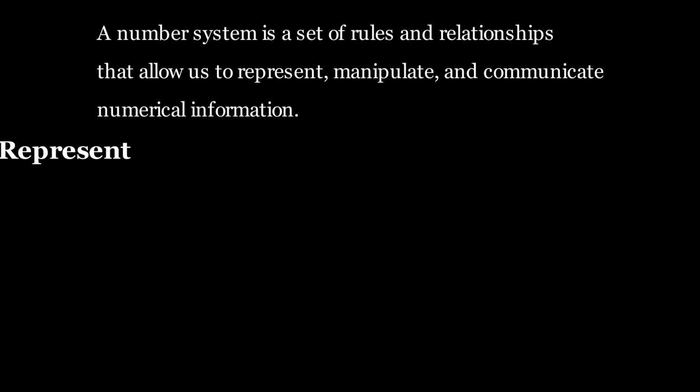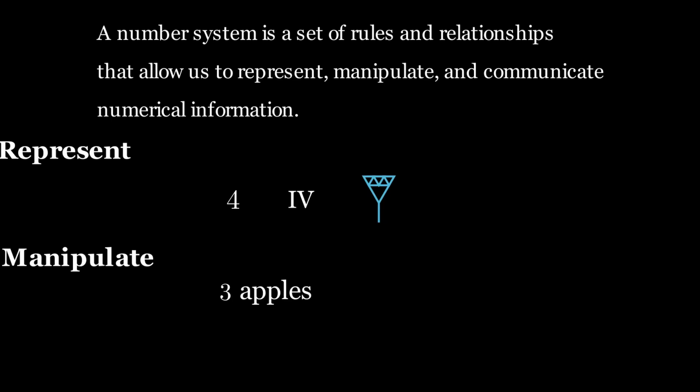In languages, we use letters to make words. In number systems, we use symbols to make numbers. Manipulating numbers is like using words to make sentences. Just like you can add words together to make a story, you can add, subtract, multiply, and divide numbers to solve problems. For example, if you have 3 apples and let's say you get 2 more apples, you now have 3 plus 2, which gives you 5 apples in total.